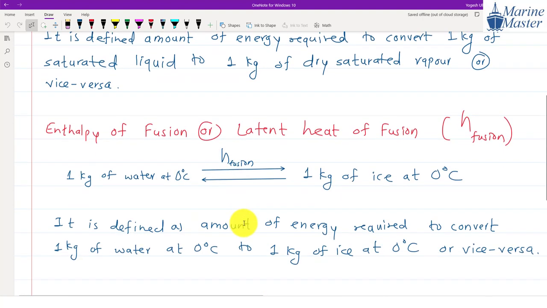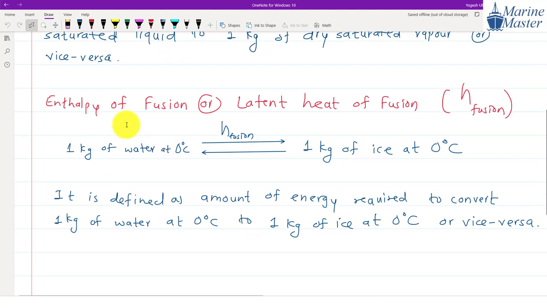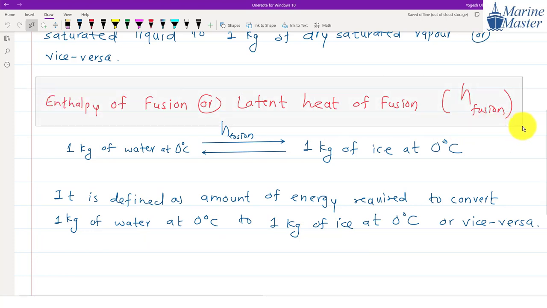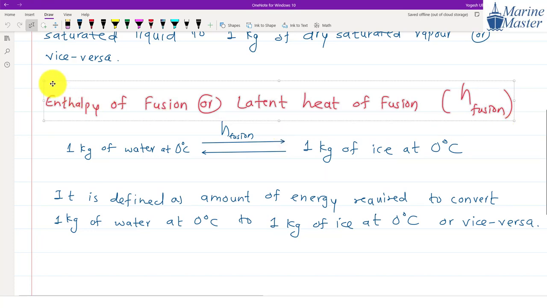Now the next point that we are going to study is enthalpy of fusion or latent heat of fusion, and we denote it by h fusion. So before going further, please everyone give this heading. Just give the heading, don't write anything further. Everyone give this heading: enthalpy of fusion or latent heat of fusion, or h fusion. Guys, everyone give this heading.